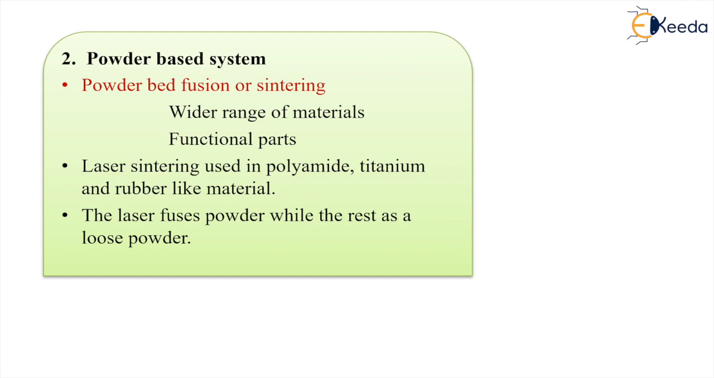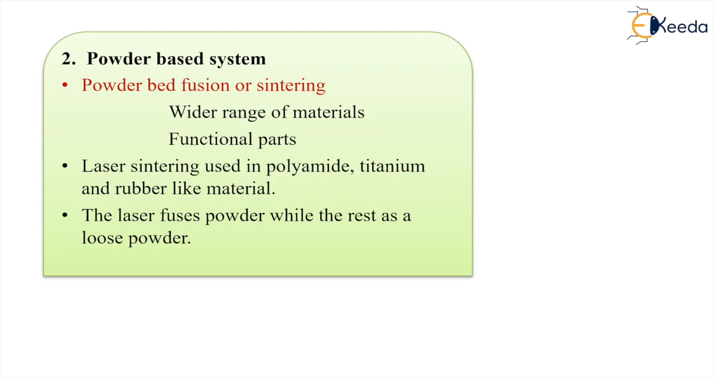Then we are having the next classification as the powder based system, that is powder bed fusion or sintering. We are having a wider range of materials which can be used in this powder based system, and also different functional parts we can produce by this powder bed fusion or sintering process. Here the laser sintering is used with polyamide, titanium and rubber like materials. The laser fuses the powder while the rest stays as a loose powder.